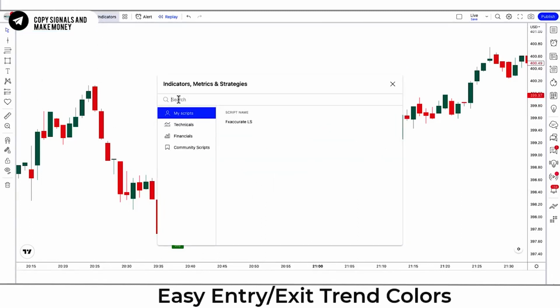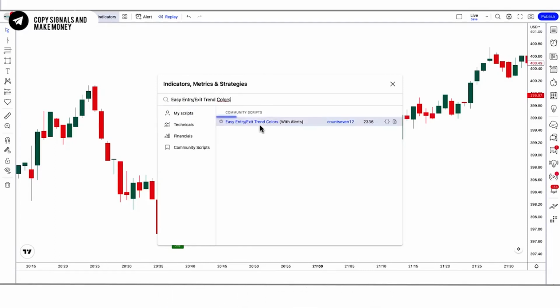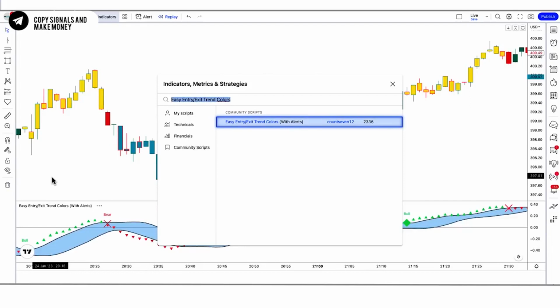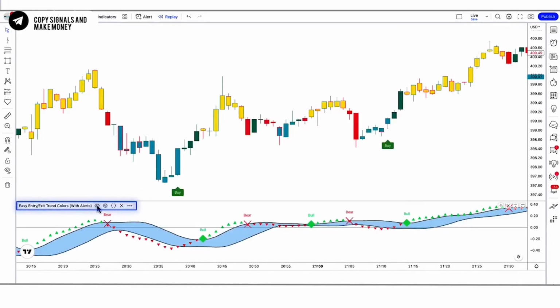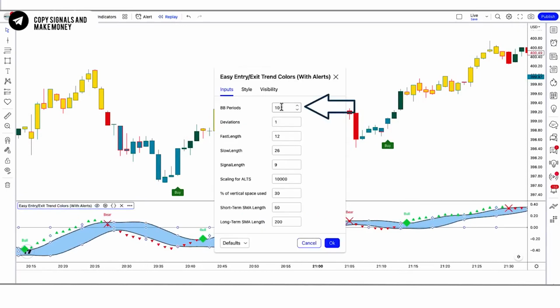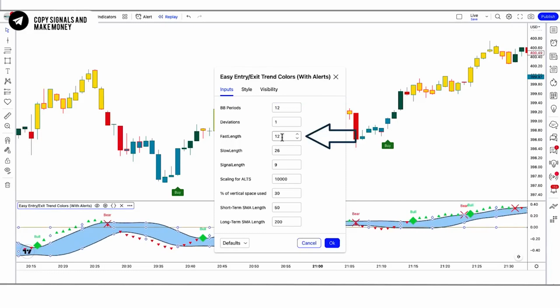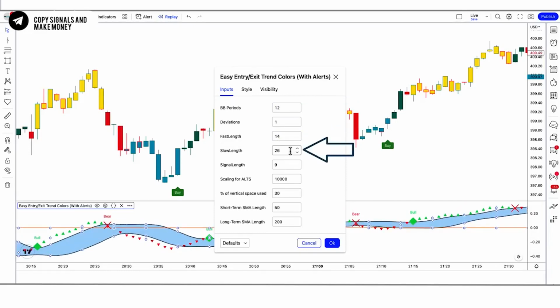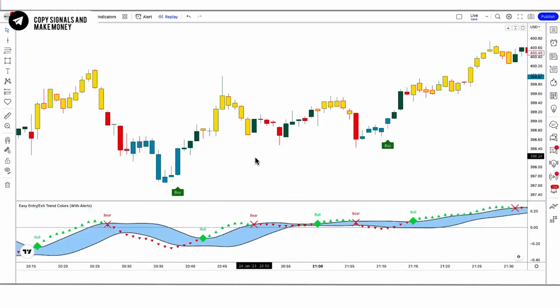We will search Easy Entry/Exit Trend Colors in the search box of TradingView. After that we have to click on Easy Entry/Exit Trend Colors by Counts Even option, in which we have to change some setting. We have to change this BB periods option from 10 to 12. We have to change this fast length option from 12 to 14. We have to change this slow length option from 26 to 24. We have to change this signal length option from 9 to 10. Now our setup is ready.